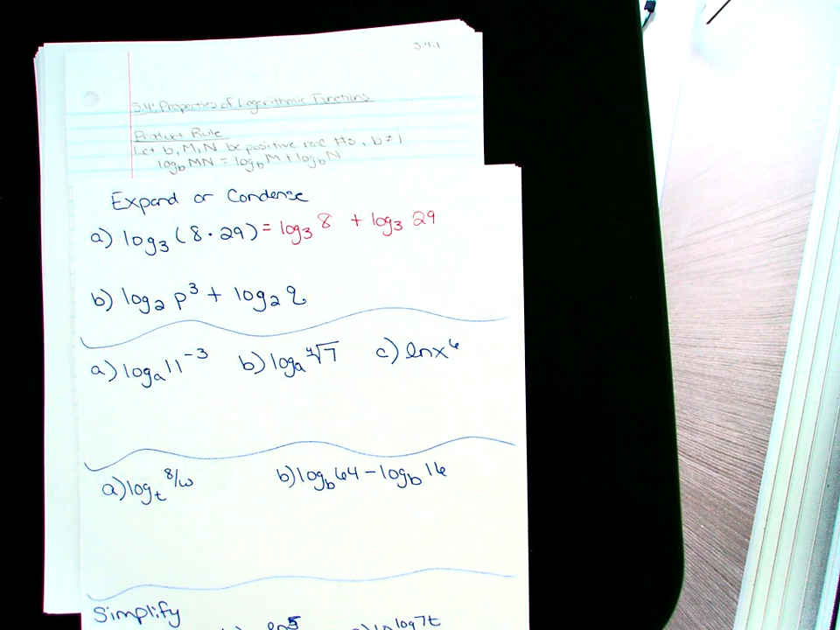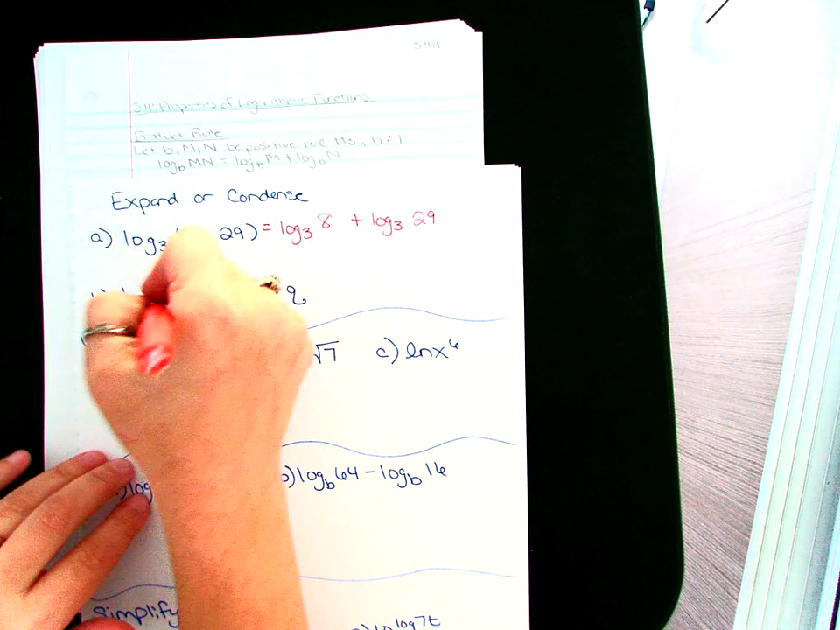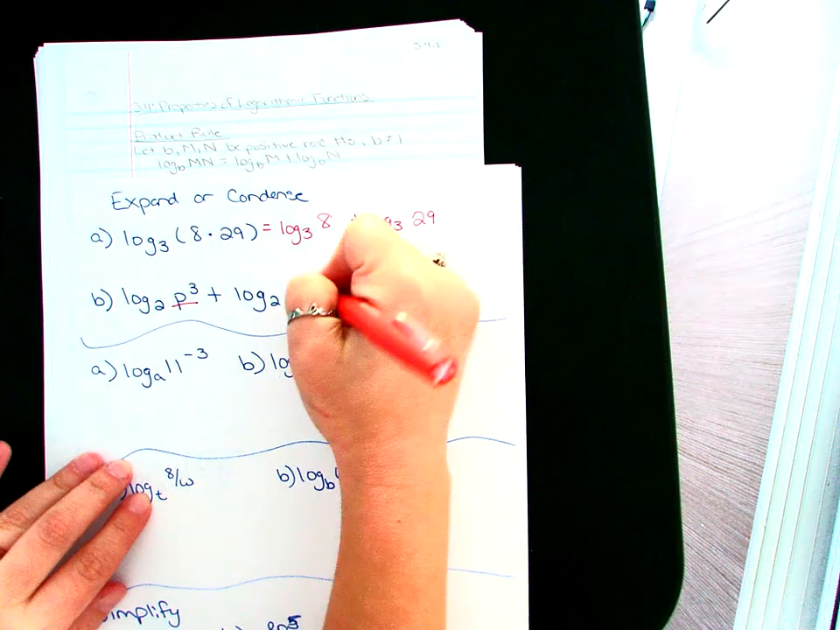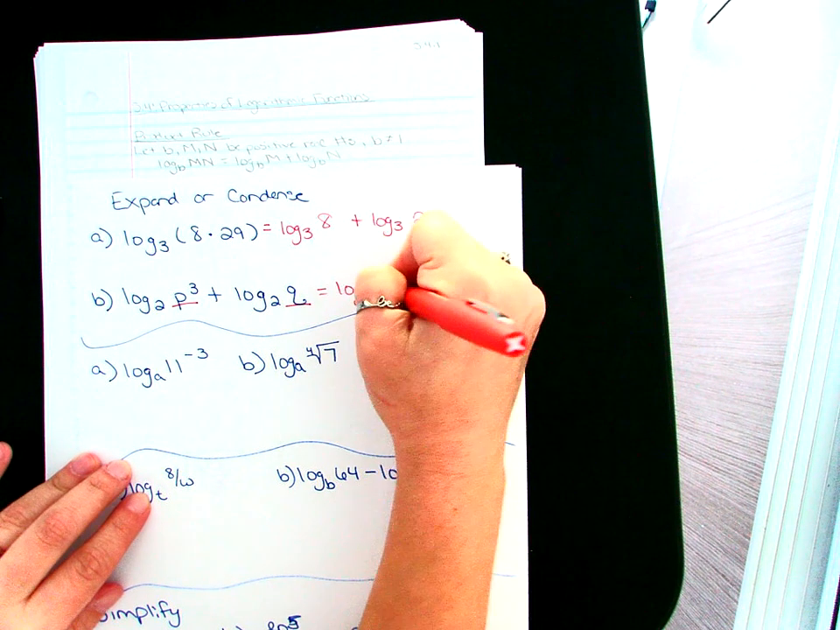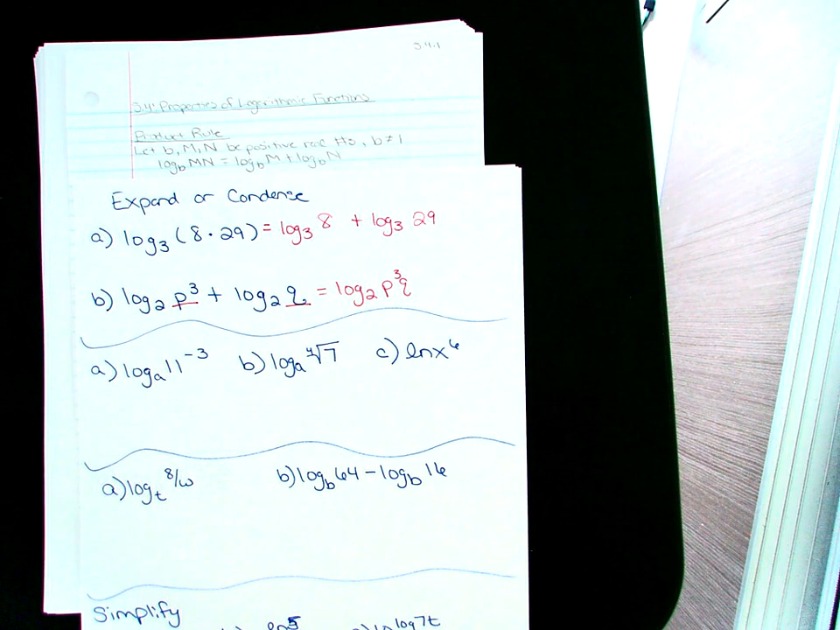For the second one, we have log base 2 of p to the 3rd power plus log base 2 of q. Since we have log base 2 for both of those, we can combine what we're taking the logs of by multiplying them together, to where we end up with log base 2 of p to the 3rd times q. If those bases are not the same, we can't combine them. If I had log base 2 of p to the 3 plus log base 3 of q, I couldn't combine them any further. So those bases have to be the same for this to work.